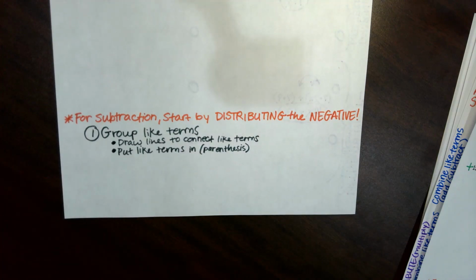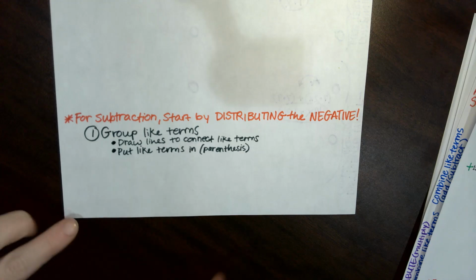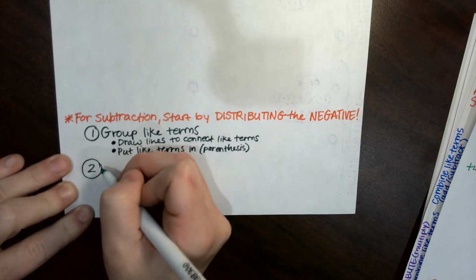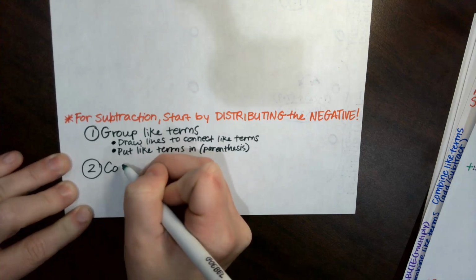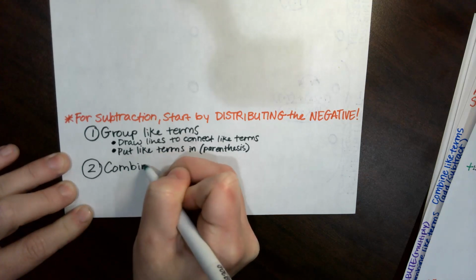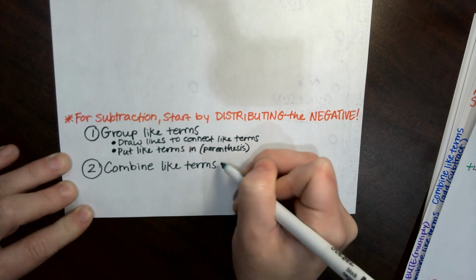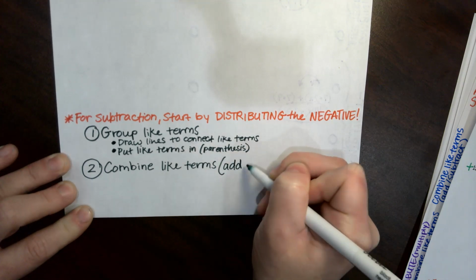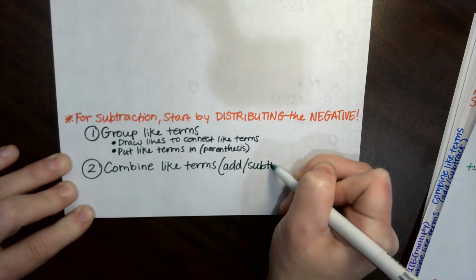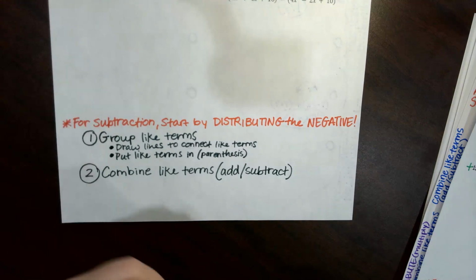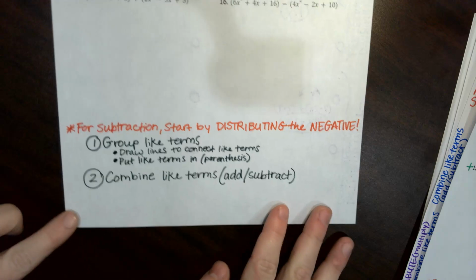So once we've completed step 1, along with the mini steps, drawing the lines and putting them in parentheses, we move on to step 2, which is just combining those like terms where we just add and subtract. We're essentially simplifying it. Combine like terms with addition and subtraction. Okay, I'll leave that up there for a second for people who are still writing. Then we have one more thing to label, and then we can start doing some actual math.